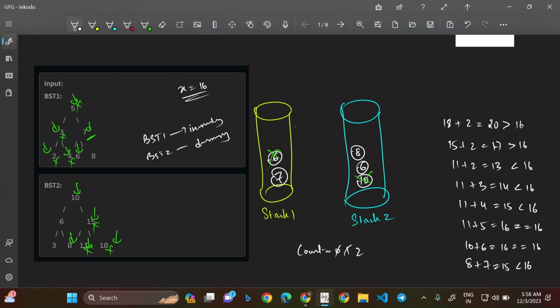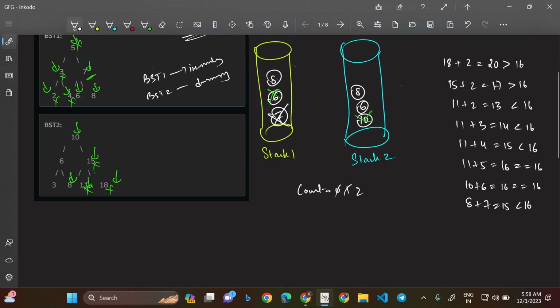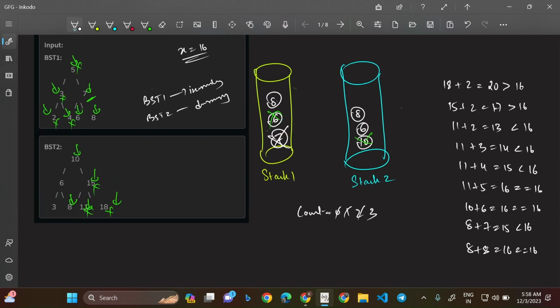So what's the next element for this particular thing? 7 is done because 7 is not suitable. So what's 7's right side? 8. So this is what you'll be considering, and you'll be adding it to your stack. Okay, 8 is what you'll be adding. Now you'll be seeing the sum. What is the sum now? 8 plus 8 equal to 16, and that is actually equal to 16. So your count turns out to be 3 now.